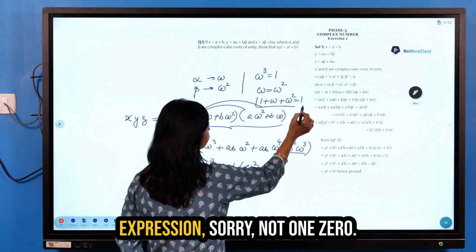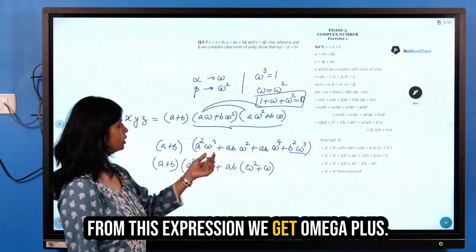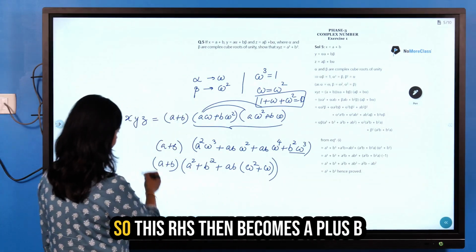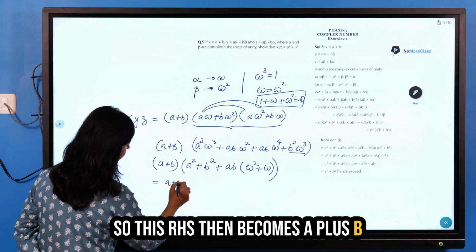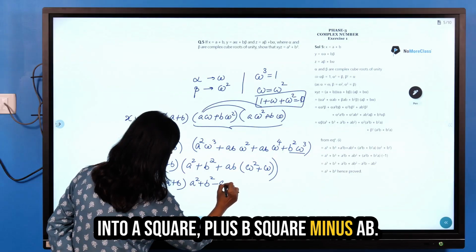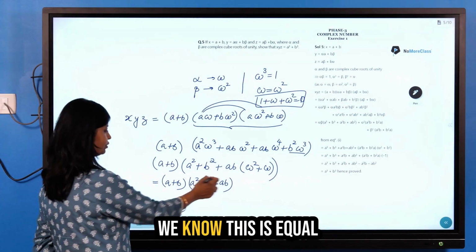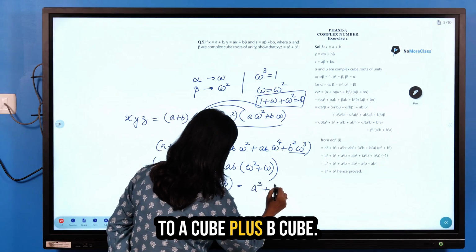Now from this expression, 1 plus omega plus omega square is 0. From this expression, we get omega plus omega square is nothing but minus 1. So this RHS then becomes a plus b into a square plus b square minus ab. Now, this is a very standard algebraic identity. We know this is equal to a cube plus b cube.